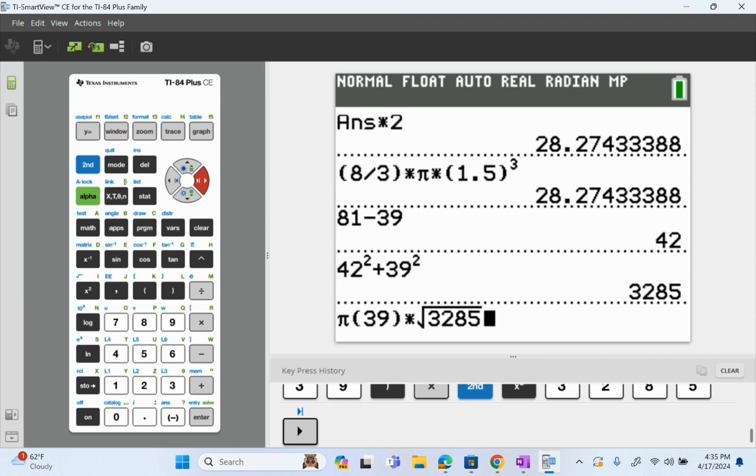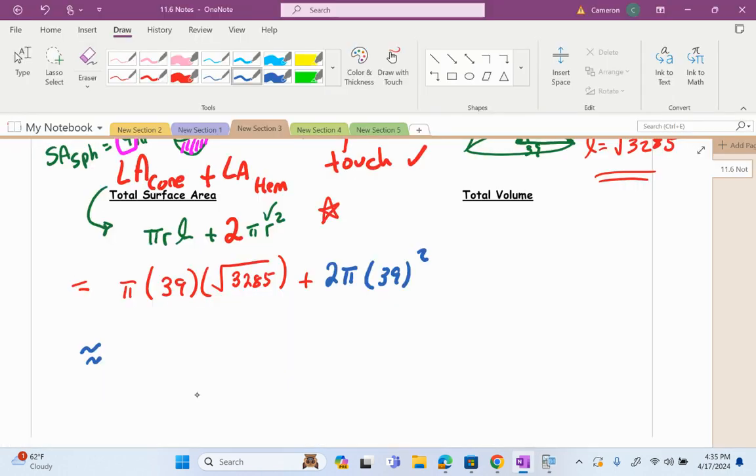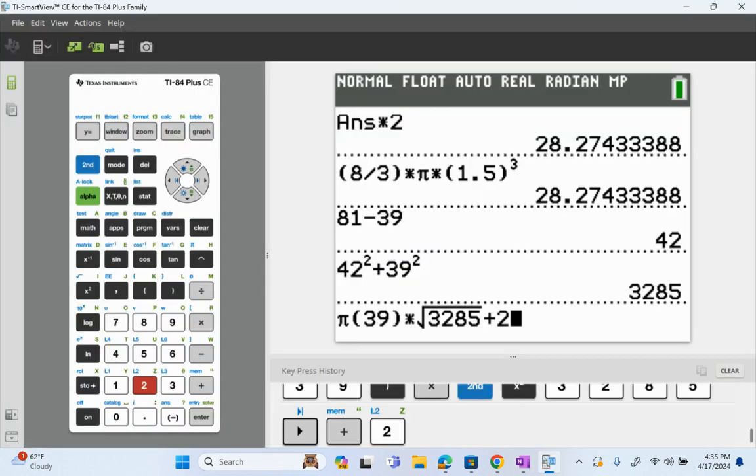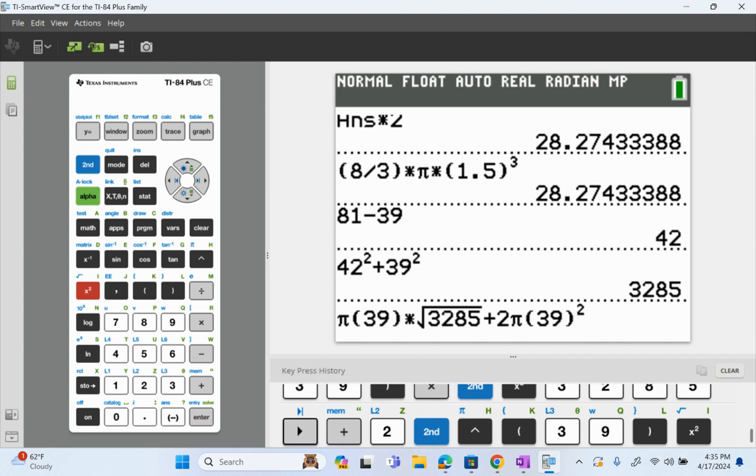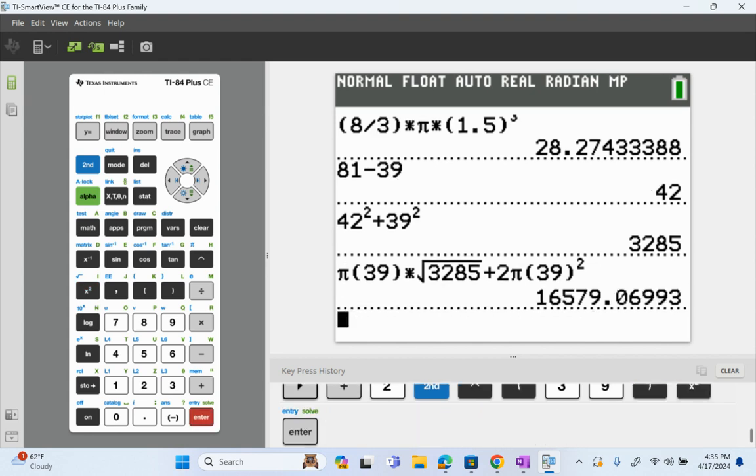If you want to compute these one by one, you could hit enter if you're interested in knowing what the cone contributed only, or you could just add it all on if you want. So I'm just going to do plus, and then I'm just going to add on separately 2 pi, and then times 39 squared. Okay. So first part is the cone, second part's the hemisphere, add them up. Those lateral areas give us a total surface area of 16,579 points.